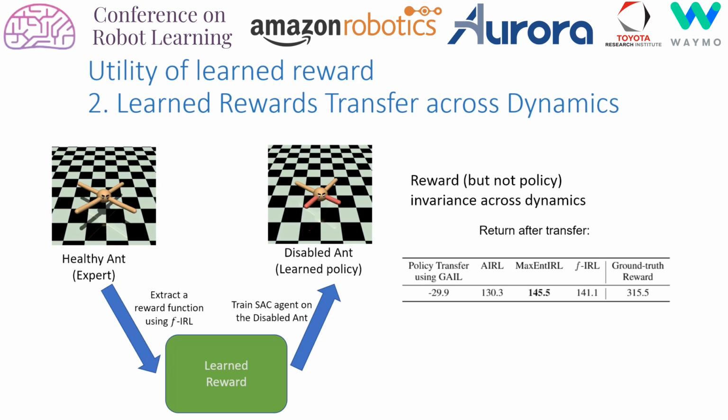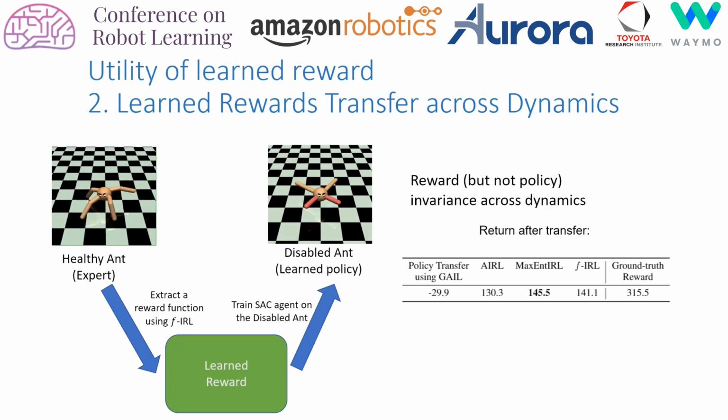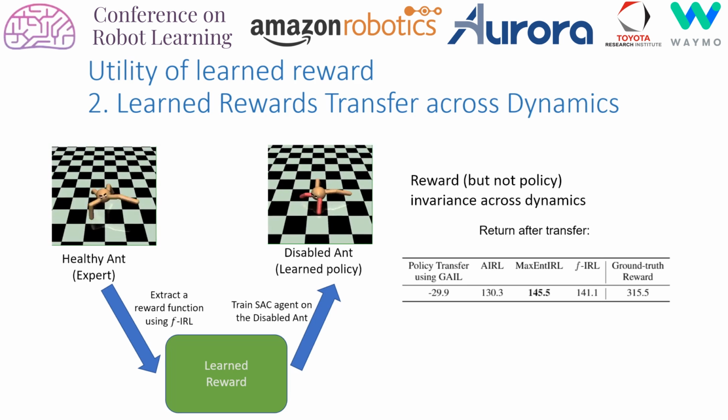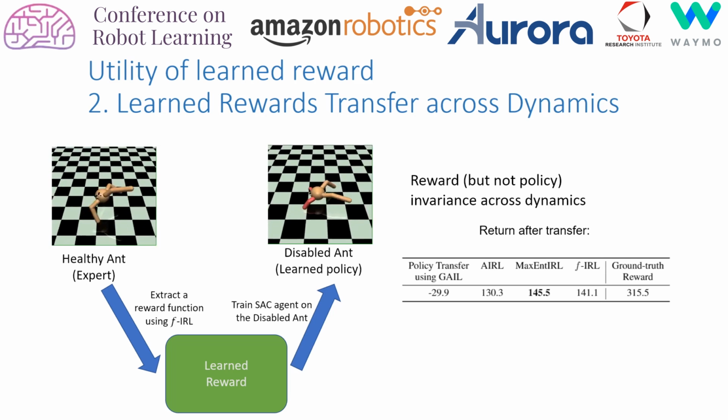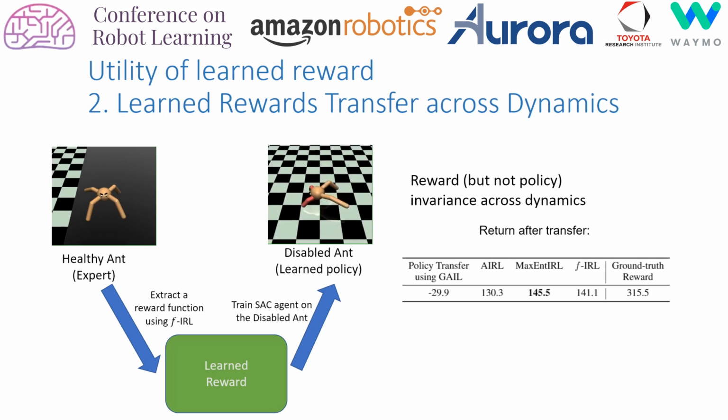Next, we show another utility of learned rewards. Consider we have expert trajectories from the healthy ant task. Now we change the ant dynamics to disable the front legs of the ant, but the ground truth reward still holds. f-IRL is shown to learn a stationary reward across dynamics, and we verify it by this experiment. The learned reward from the healthy ant trajectories can be transferred to learning a good policy in the disabled ant.